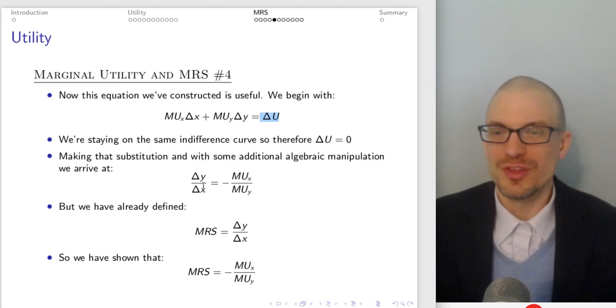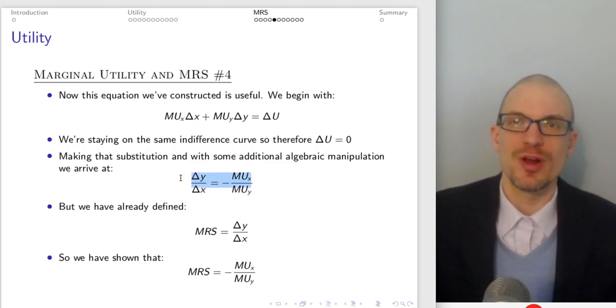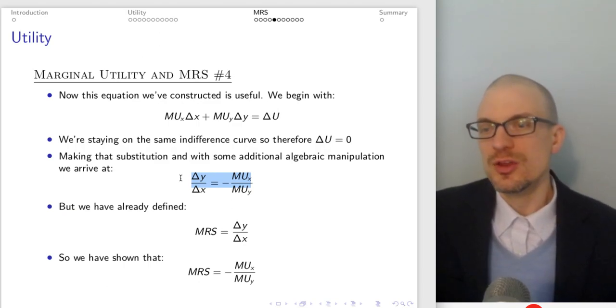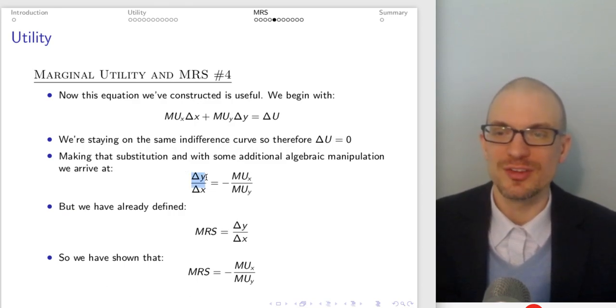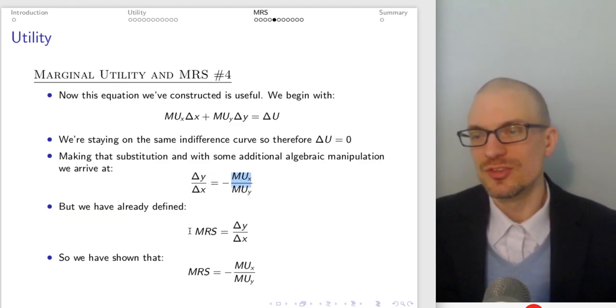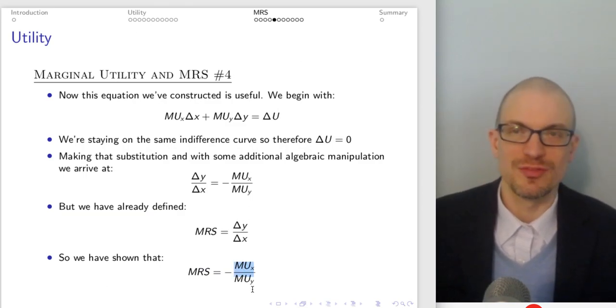I can solve this for delta Y over delta X, and that's just going to be the ratio of marginal utilities. That is why a couple slides ago I said our MRS for perfect substitutes utility was just A over B, the marginal utility of X divided by the marginal utility of Y. Notice also delta Y over delta X looks a lot like dy dx. That's a derivative. That's a slope of a line. Sure enough, my marginal rate of substitution is going to be the slope of the indifference curve, delta Y over delta X, and my marginal rate of substitution is going to be the negative of the marginal utility of X divided by the marginal utility of Y.